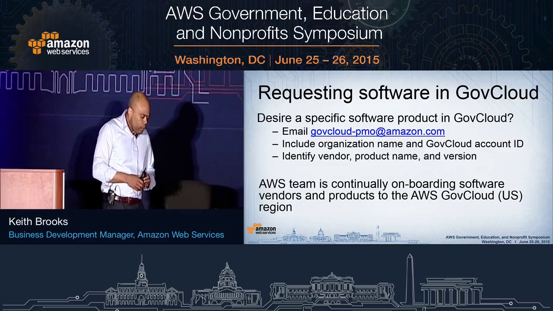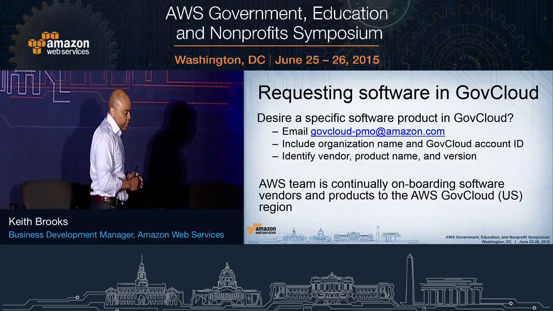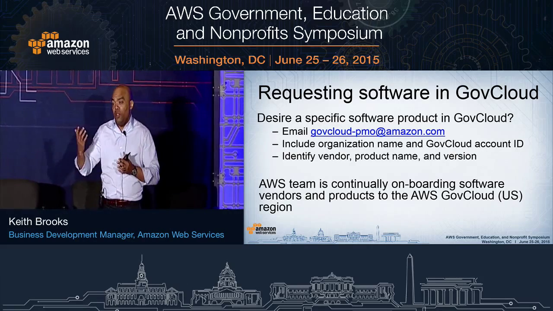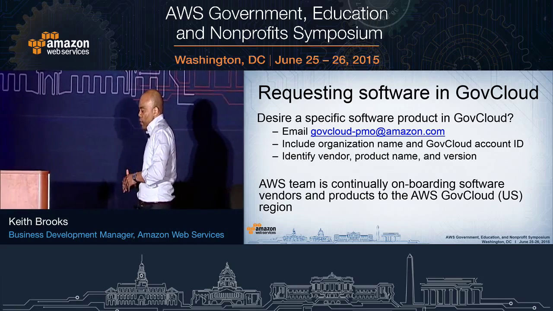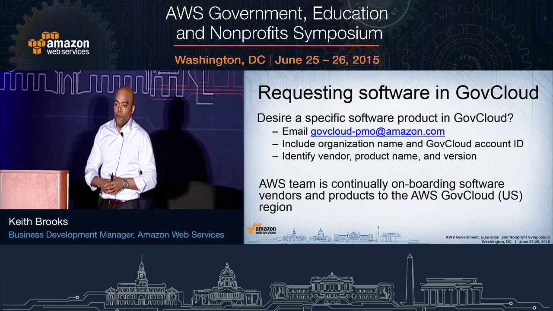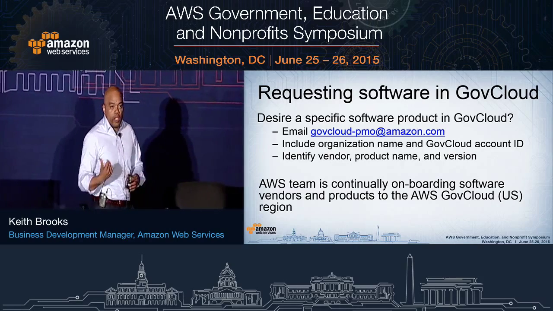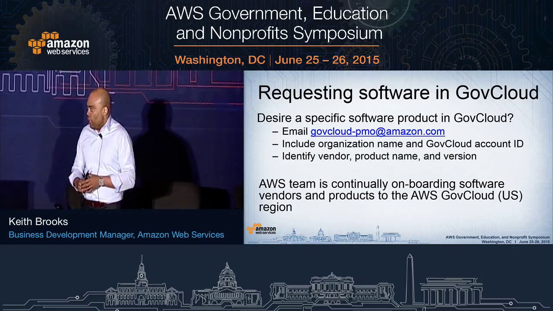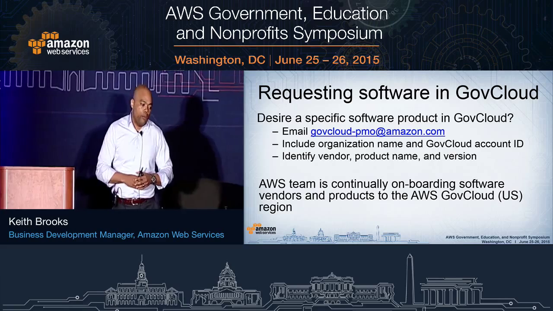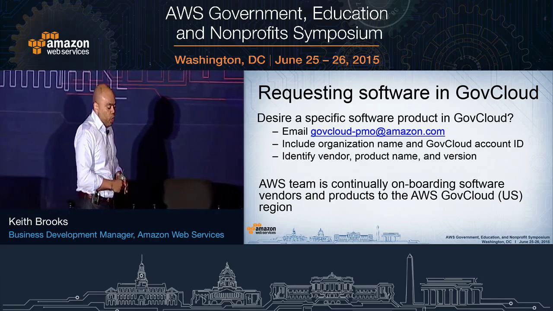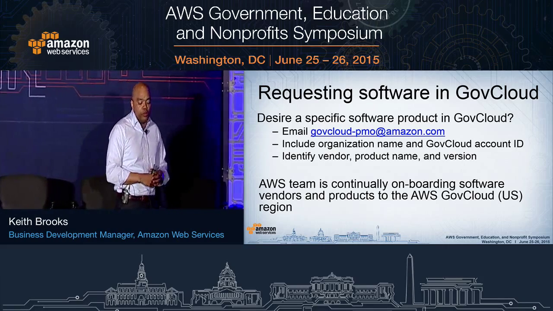So what about requesting software? As I mentioned, Karen and I get a lot of emails from customers or end users and even other technology vendors about what products are actually available in the region. So if you have a specific request, or if you can't on your own discover that a software product is available in the region, definitely reach out to us. You can email us at govcloud-pmo@amazon.com. We get those emails. Let us know who you are and what type of software you're looking for. We'll definitely research and let you know if that software product is available.